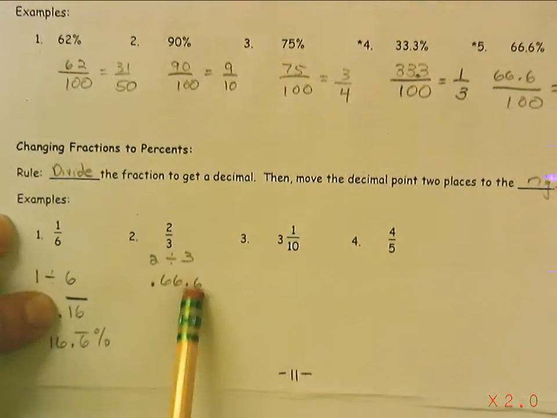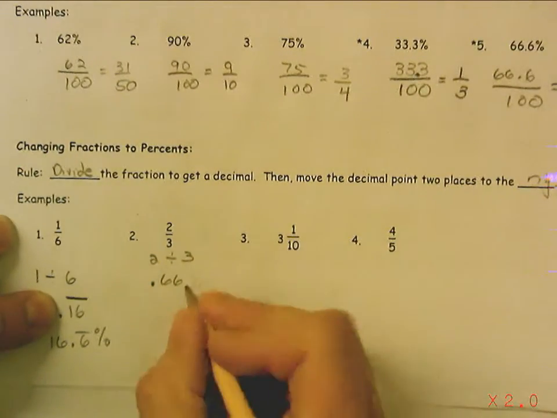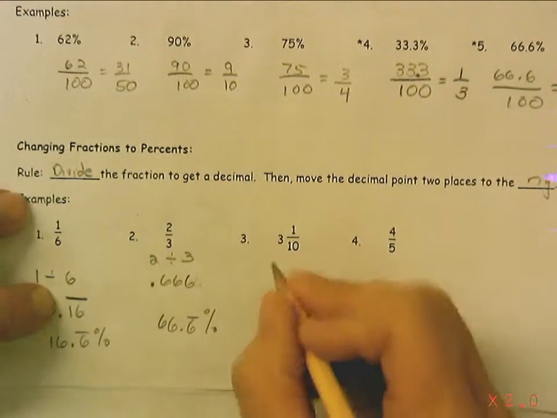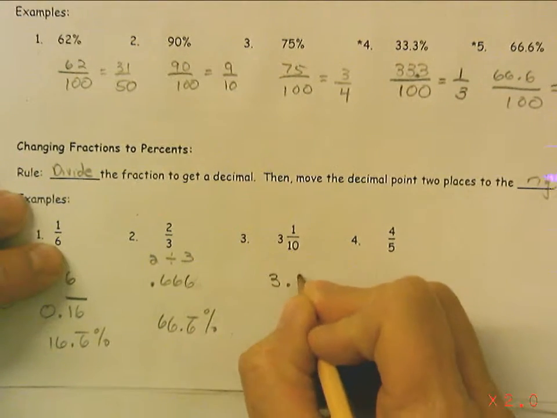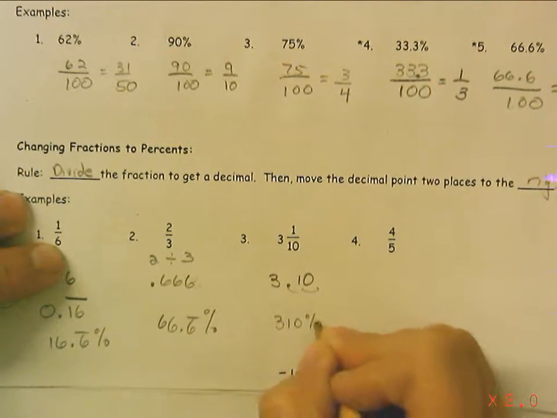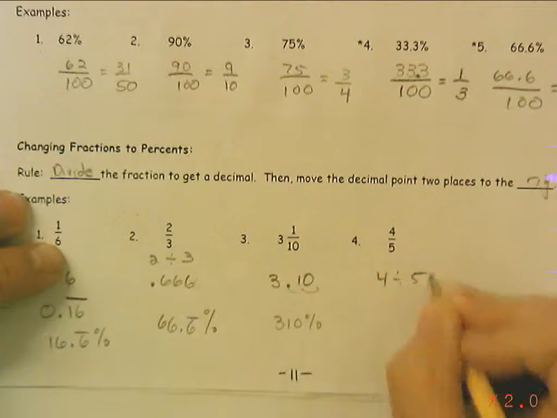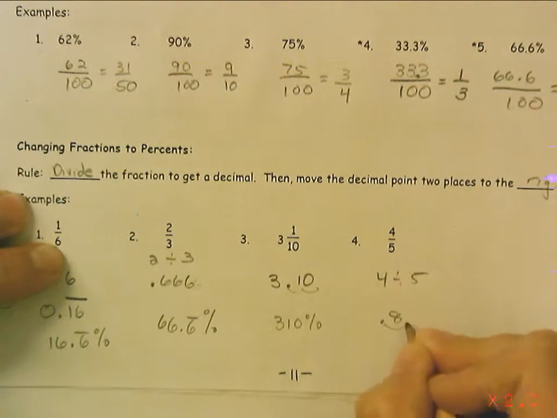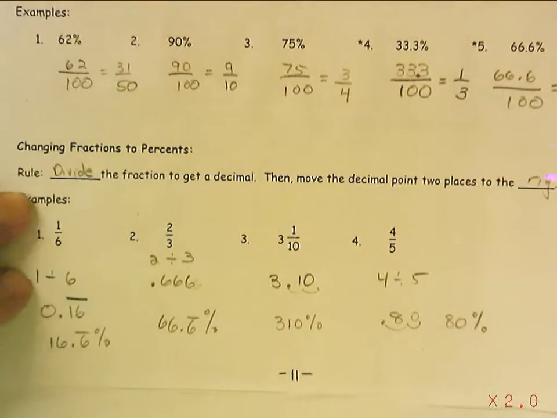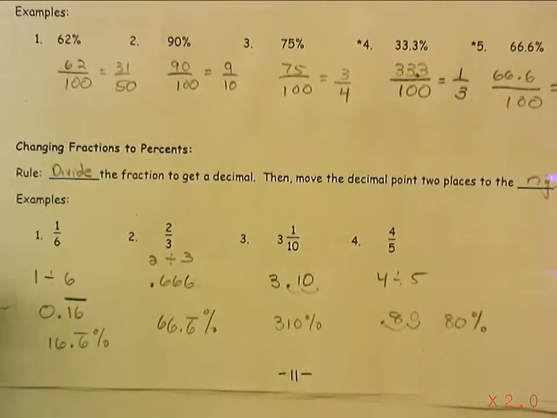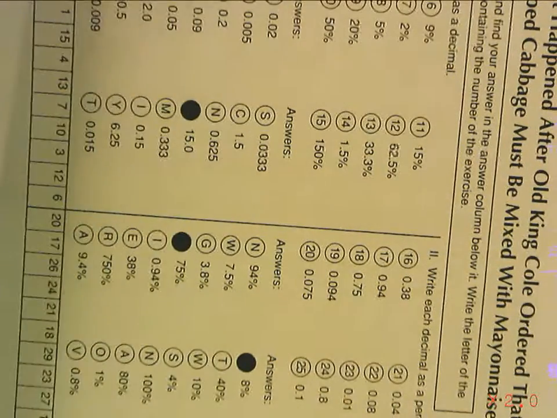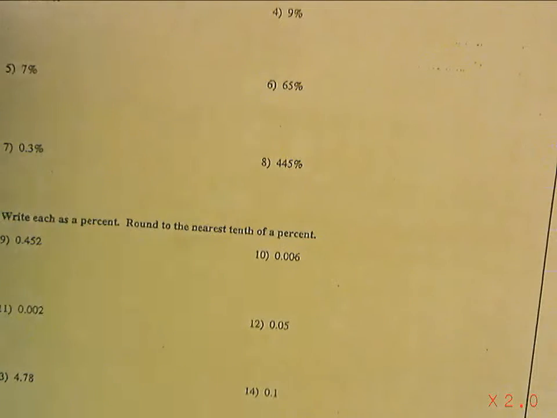And, well, that would become 0.666, and that would be 66.6 repeating percent. 3 1/10 would just be 3.1, which would become 310%. 4 divided by 5 would be 0.8, which becomes 80%. Okay? So you can turn over to page 12 and 13 and try those on your own.